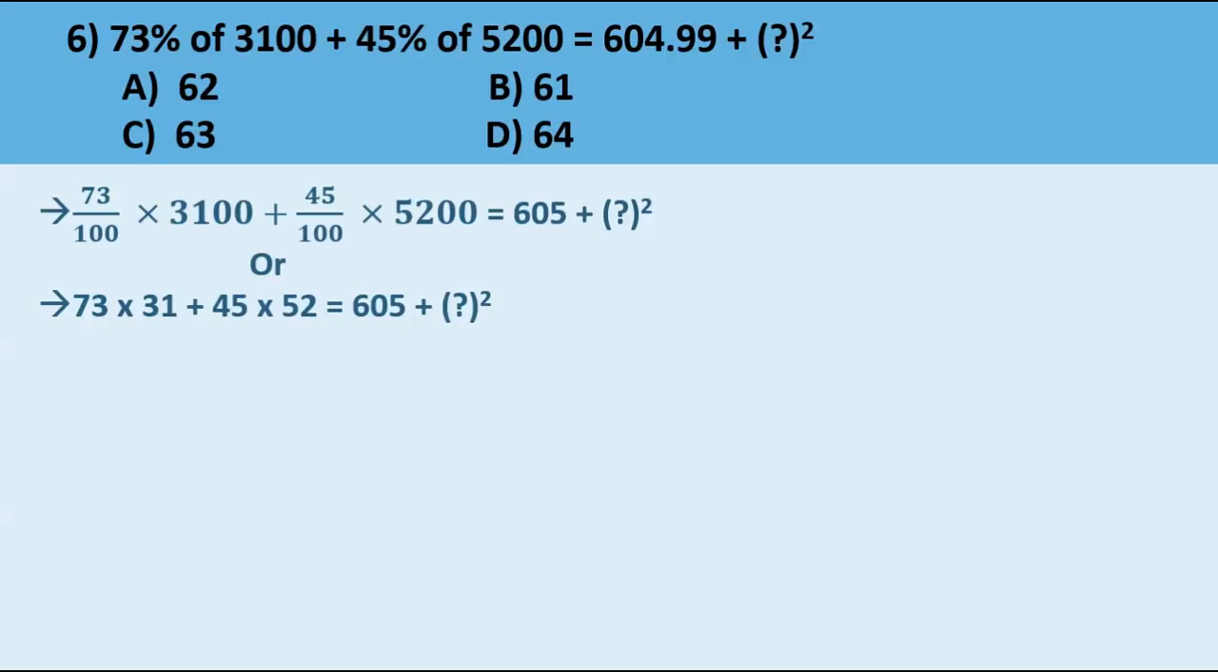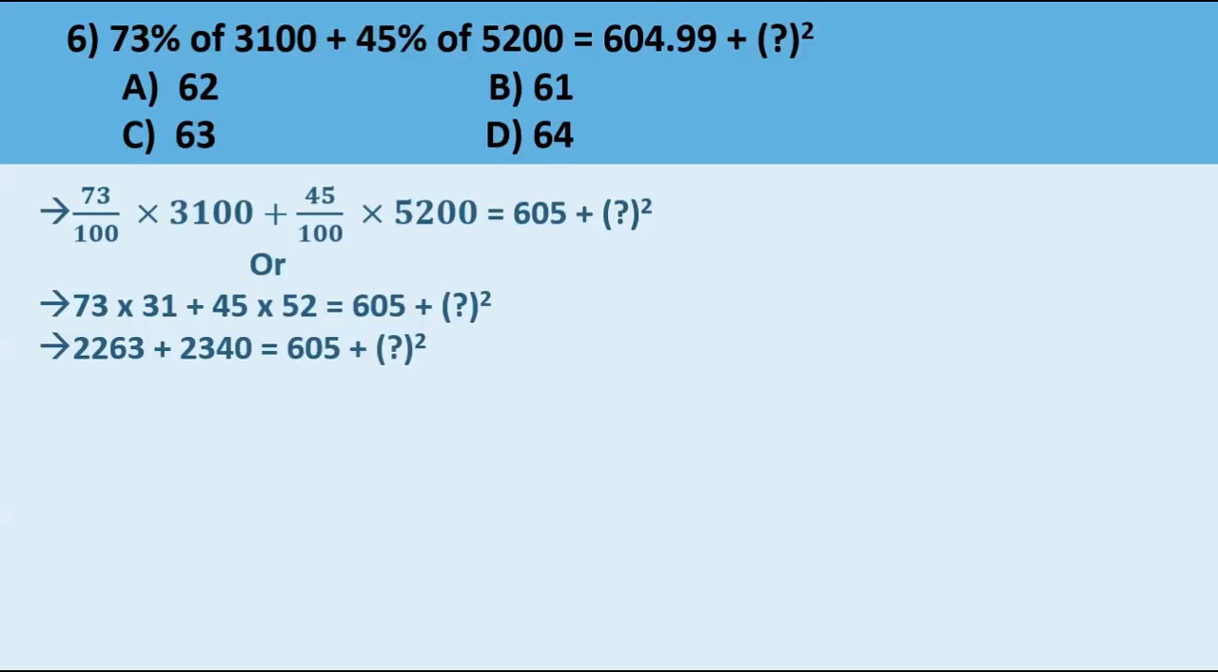However, instead of writing the equation in the way that is shown above, we can also write it in this way, as we know that 73% is 73 by 100. So we can skip and directly write the equation as 73 into 31 plus 45 into 52 is equal to 605 plus question squared. Our next step is to evaluate using the BODMAS rule. So the first step would be to carry out the multiplication of 73 and 31 and 45 and 52.